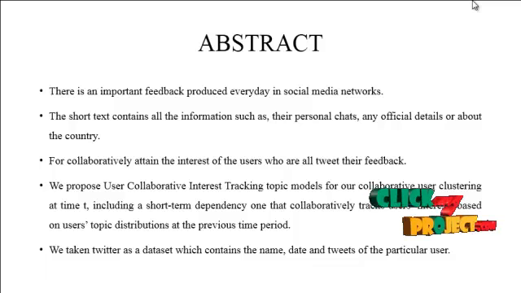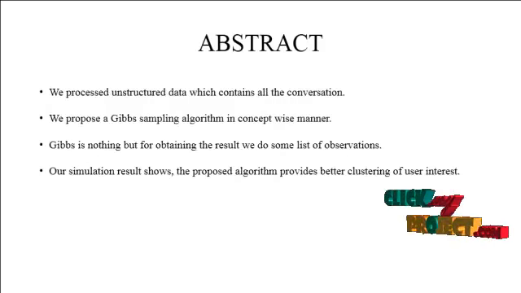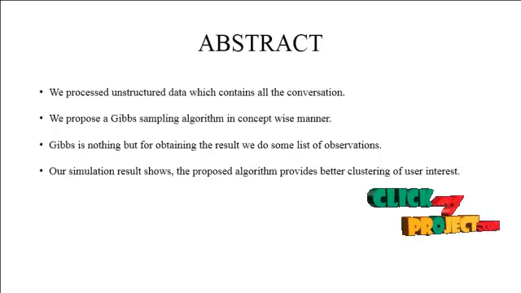We propose a user collaborative interest tracking topic model for our collaborative user clustering at time t, including a short-term dependency, one that collaboratively tracks users' interest based on users' topic distributions at the previous time period. We take Twitter as a dataset, which contains the name, date, and tweets of the particular user. We propose unstructured data, which contains all the conversation.